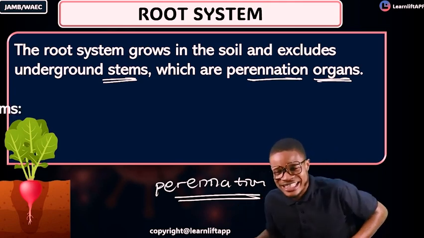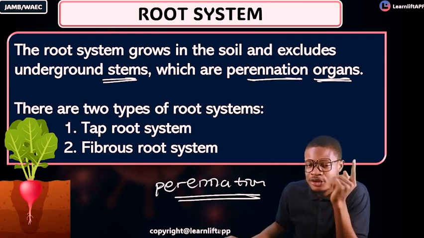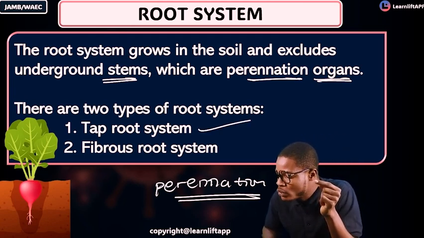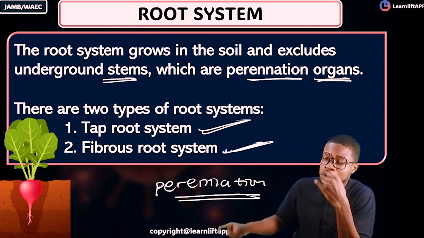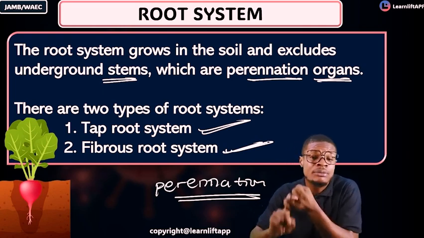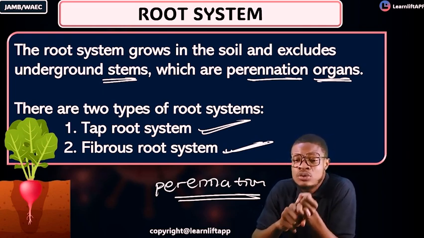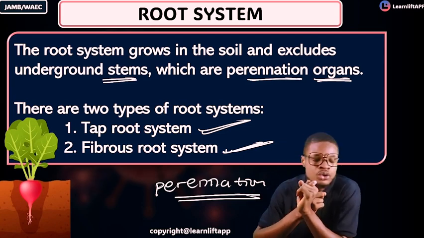Very importantly, I'd like you not to forget that there are 2 types of root system. Number 1 is called the tap root system. Number 2 is called the fibrous root system. So under root system, how many are they? 2. The tap root system and the fibrous root system.